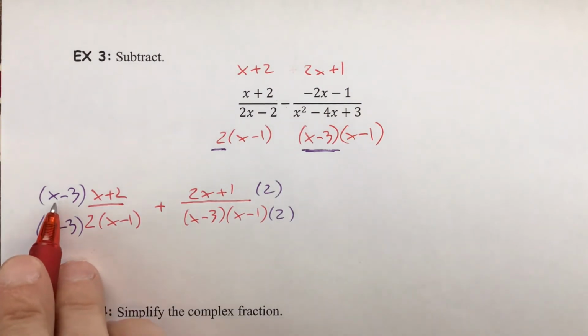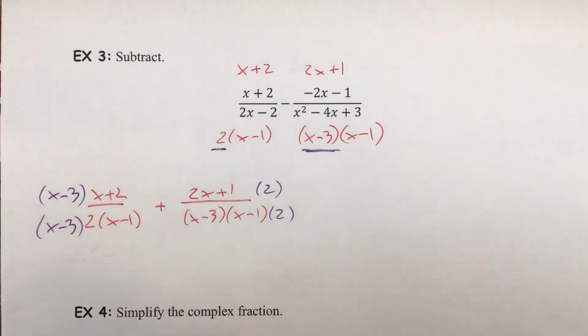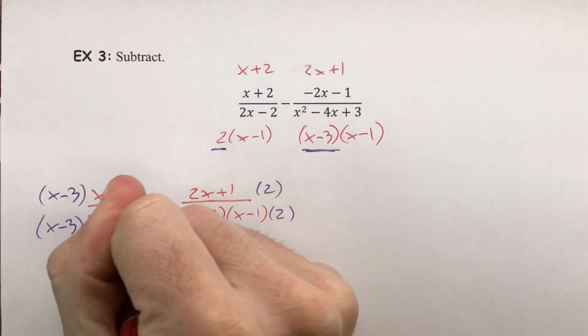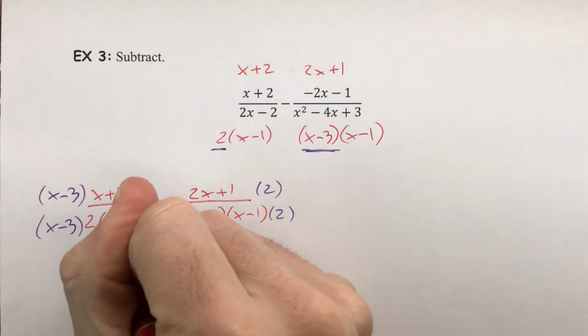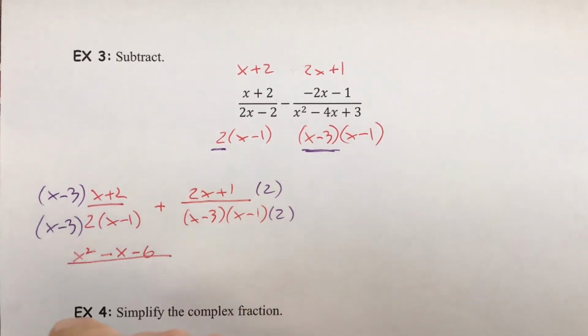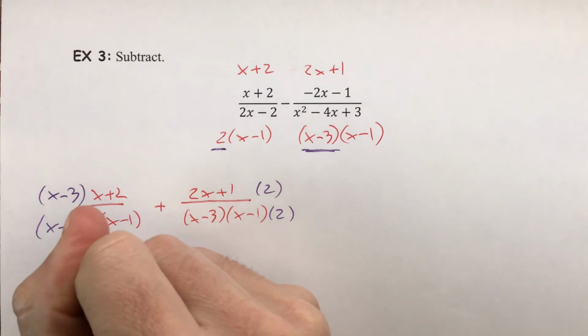All right, so let's go ahead and multiply this to see what we get. We're going to get an x squared. You're also going to get a negative 3x and a positive 2x, which will give you negative x. We also get negative 6. Our factors, I'll reorganize them.